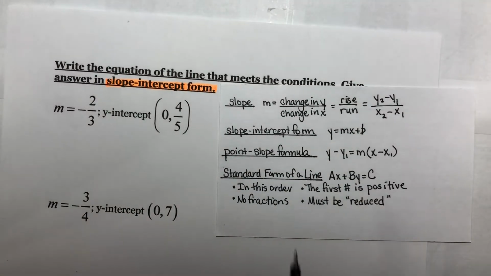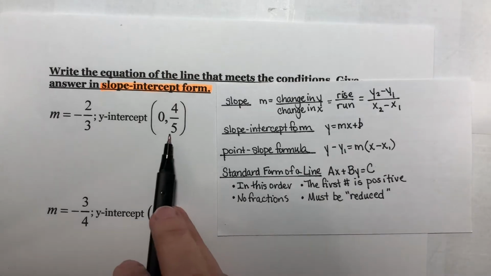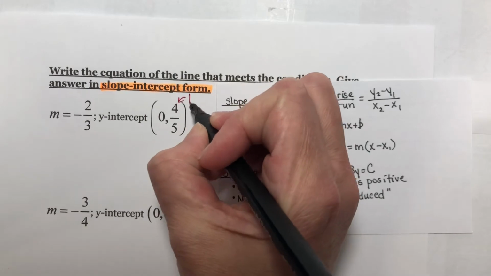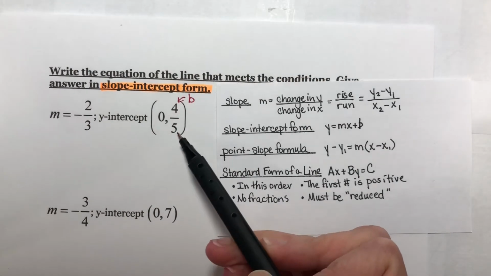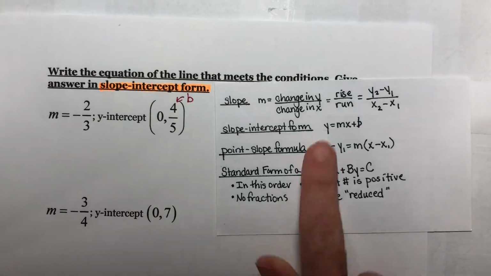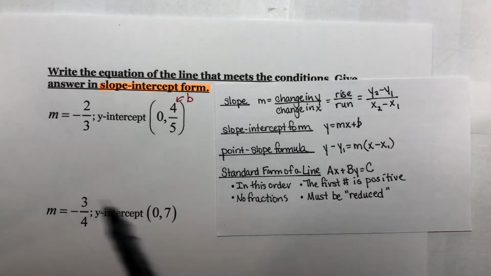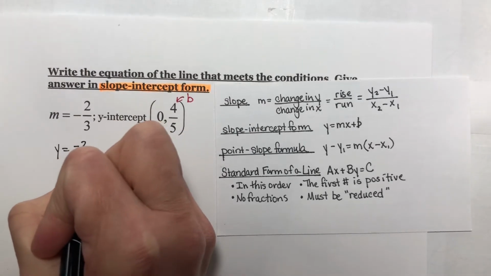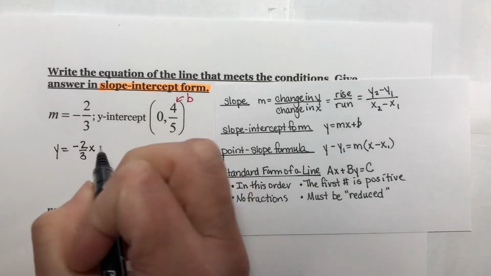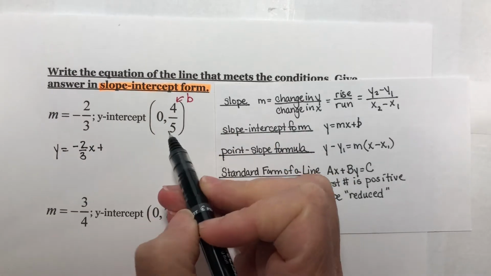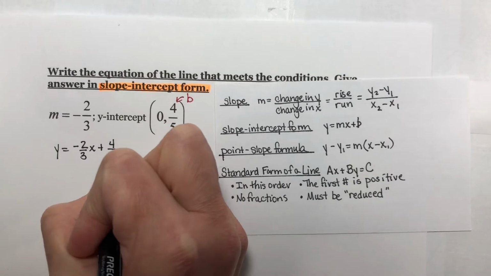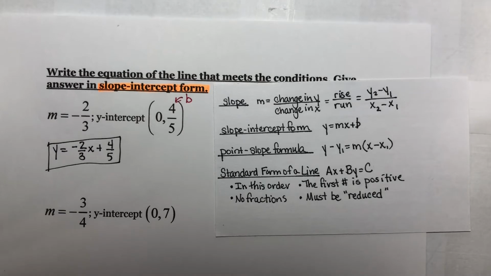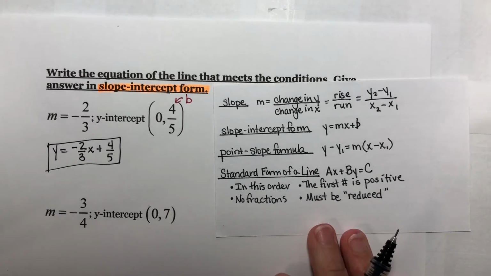So let's look at the slope-intercept form. This is my slope, and this right here is b. So your b value is 4/5. So if I plug directly into y = mx + b, it's y equal to, my m is negative 2/3, x plus my b value is 4/5. And this is the answer. And that's great when you are given a y-intercept, but in real life that doesn't happen that often.